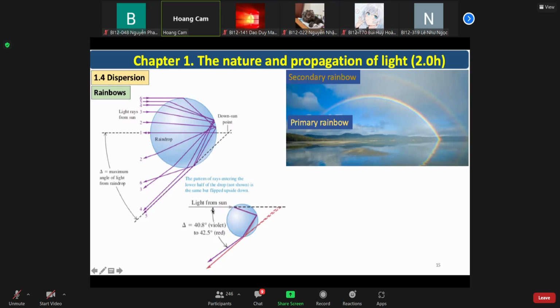So we got the angle for violet, theta for violet, is around 40.8 degrees, and for the red one it is 42.5 degrees. Yes, the red is here, the violet is here. So the violet is inside and the red is the outside color here. That is the case of the primary rainbow. So the primary rainbow is formed by rays that undergo 2 refractions and 1 TIR.